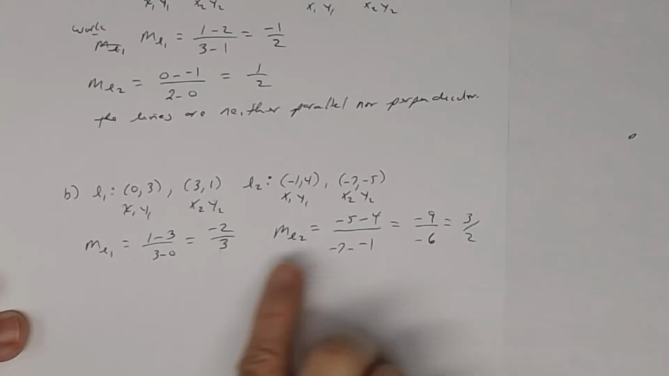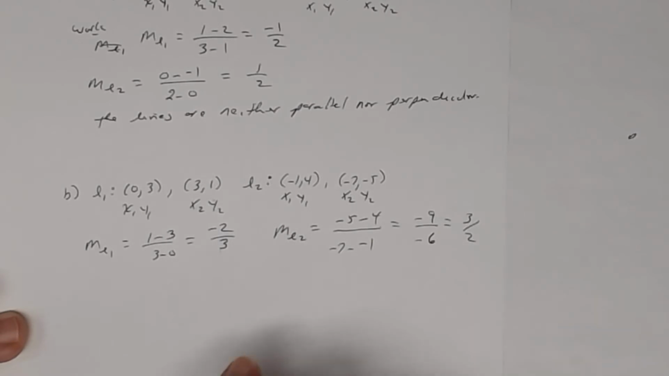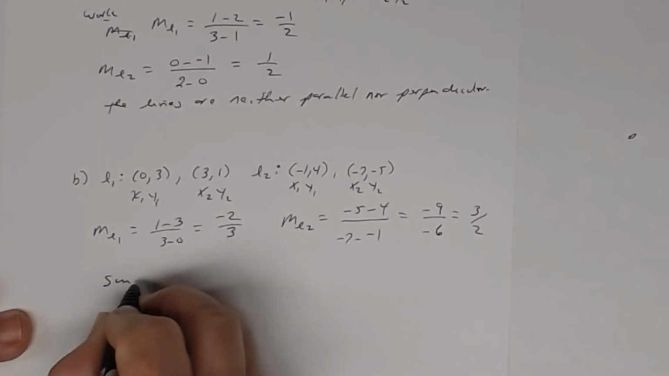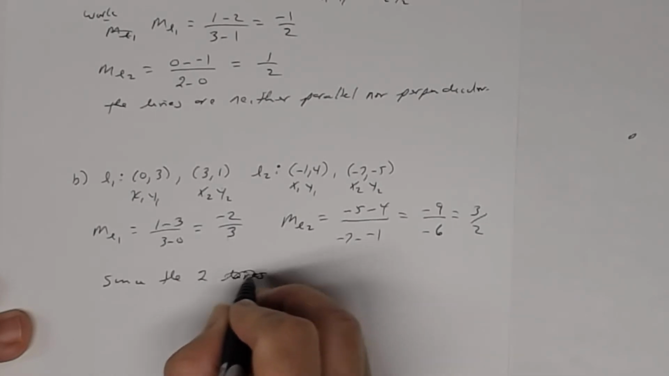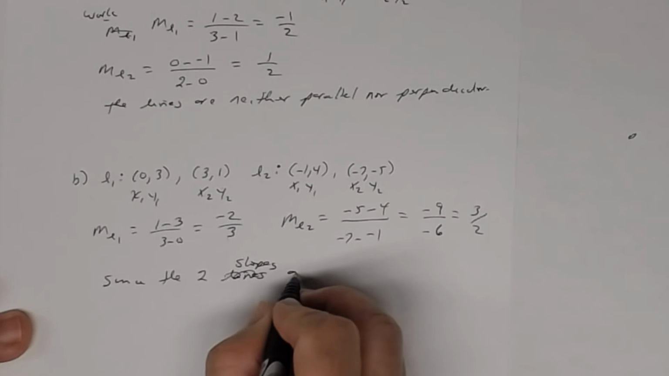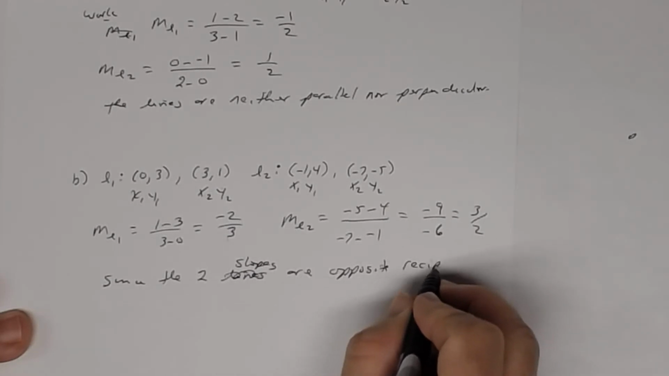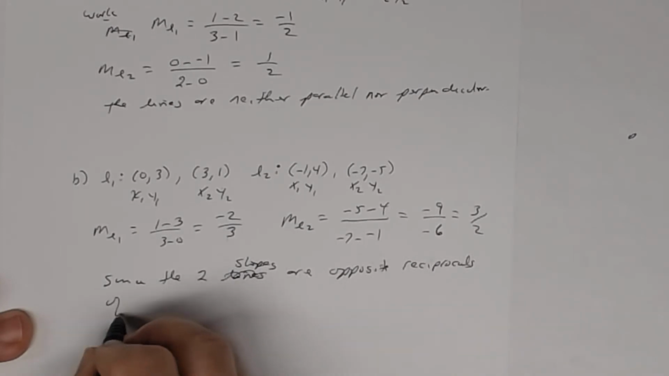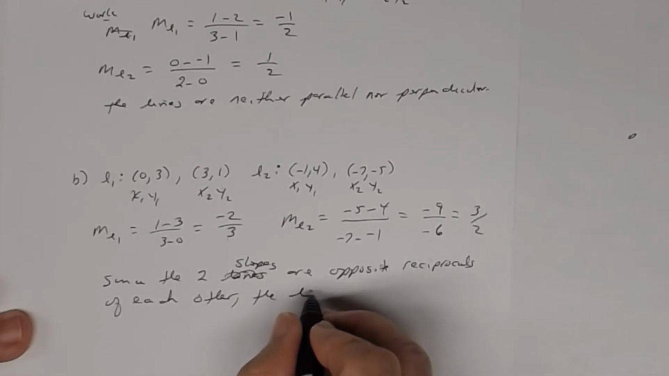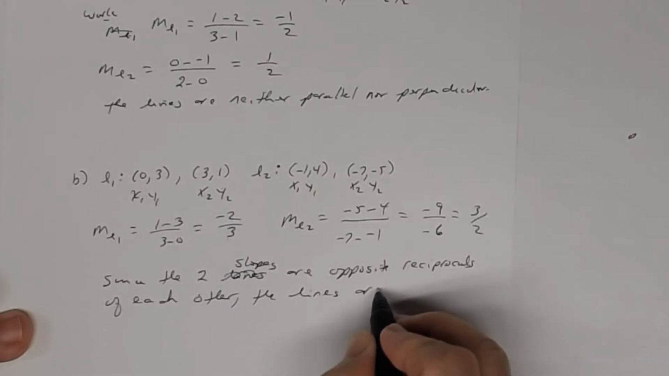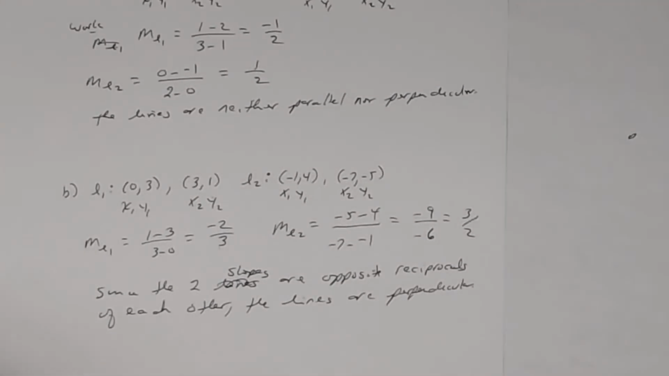What do you notice about those two slopes? Those two slopes are opposite reciprocals of each other. So since the two slopes are opposite reciprocals of each other, the lines are perpendicular. All right, so that's part B.